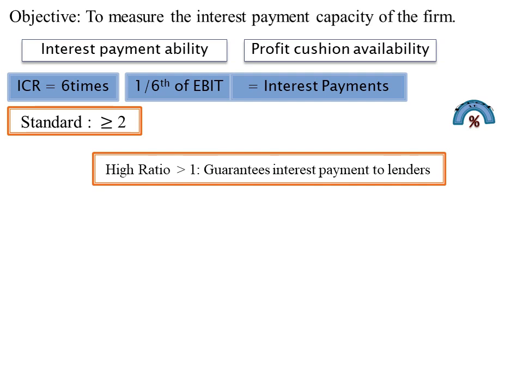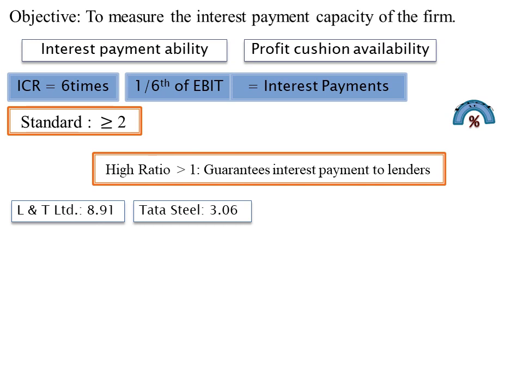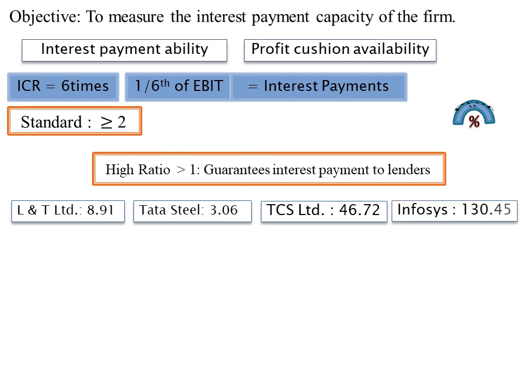Let us now see the interest coverage ratios of a few well-known companies. The interest coverage ratio of L&T Limited is 8.91 times, and of Tata Steel it is 3.06 times, whereas the interest coverage ratio of Tata Consultancy Services Limited is 46.72 times, and of Infosys it is 130.45 times.